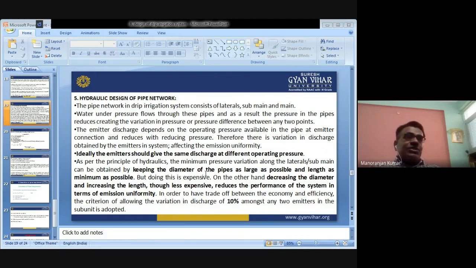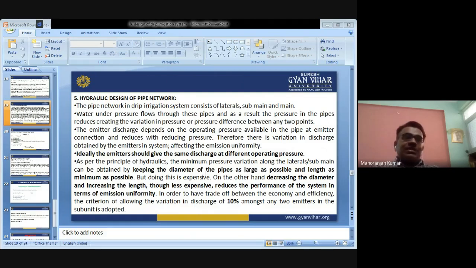The emitter discharge depends on the operating pressure available in the pipe at the emitter connection and reduces with reducing pressure. Therefore, there is variation in discharge obtained by the emitters in the system, affecting the emission uniformity. Ideally, the emitter should give the same discharge at different operating pressures. As per the principle of hydraulics, the minimum pressure variation along the lateral or along the submain can be obtained by keeping the diameter of the pipe as large as possible and the length as small as possible.